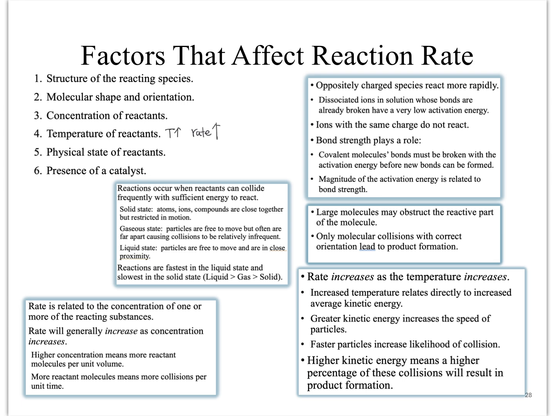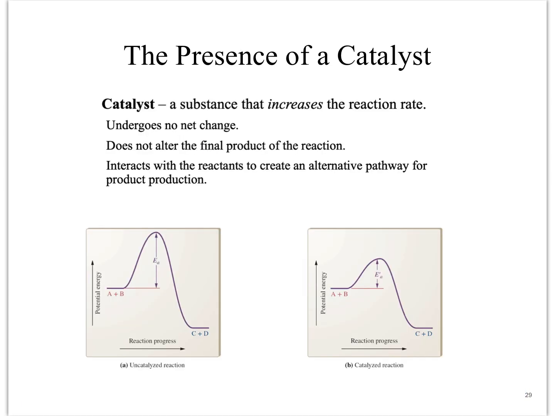And the last thing is the catalyst. When you have a catalyst, it will change the reaction pathway, which will make the reaction faster. So you may ask, what is a catalyst? A catalyst is just a substance that increases the reaction rate, and the reaction will undergo a different pathway in terms of decreasing the activation energy. Decreasing the activation energy will make the reaction faster. So that is a catalyst.